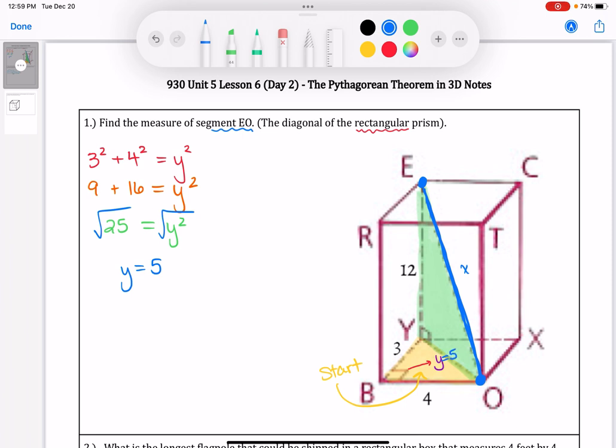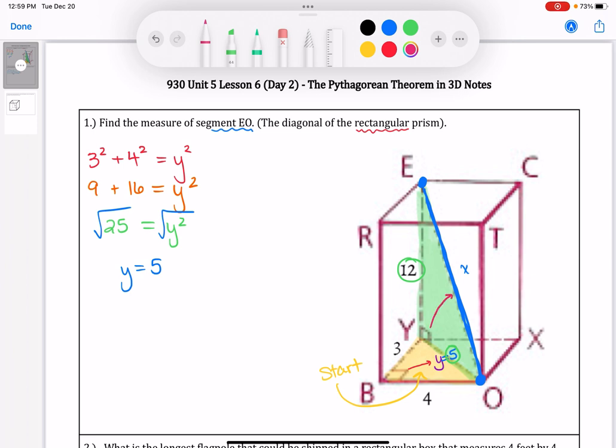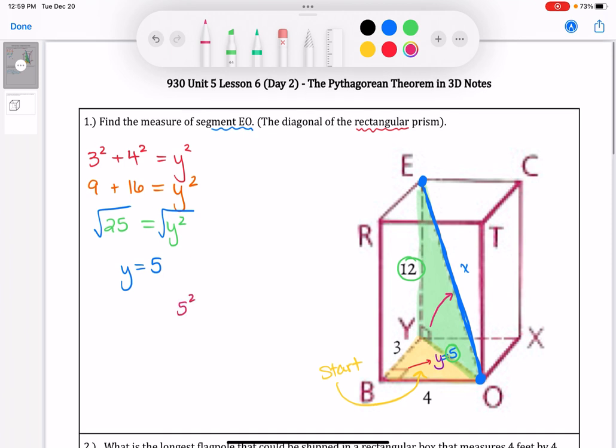So now I have enough that I can do my green triangle with the 12 and the 5 and try to solve for x, which is the one that I wanted all along, right? So again, if I'm looking at this one, I'm noticing that my right angle is here, so the side that I'm trying to find, that x, is my hypotenuse. So when I write my equation, that will be c. So I could have 5 squared plus 12 squared equals x squared.